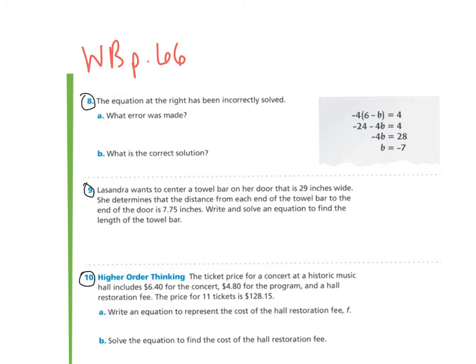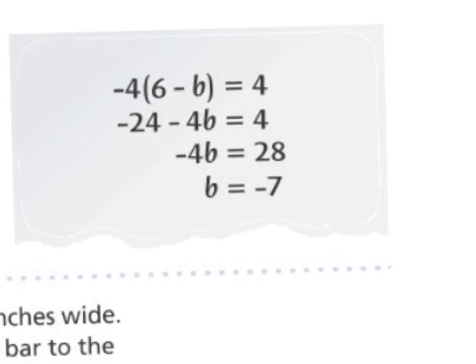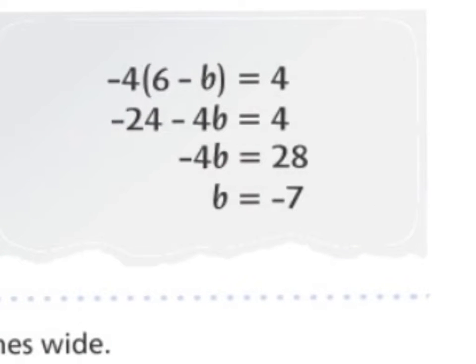So if we look over our workbook, page 66, number 8, they have an equation that has been incorrectly solved. And the question is, what error was made? So we can see the number next to the parentheses. We are going to be distributing. Before we get going, if you want to, you can add the opposite. Again, nothing says we have to do that, but that might benefit. I've seen some mistakes made by not doing that.